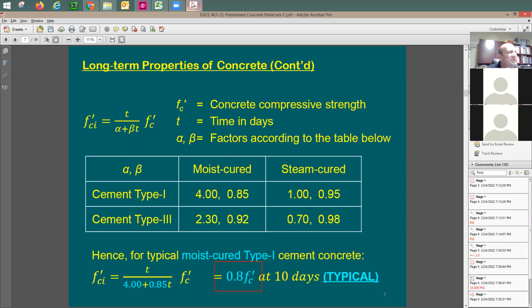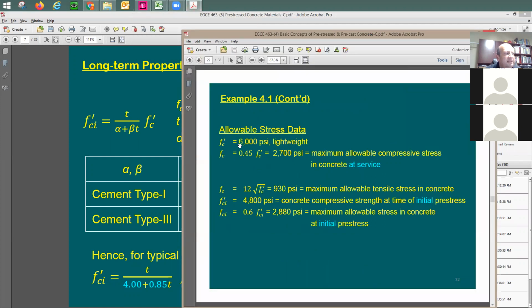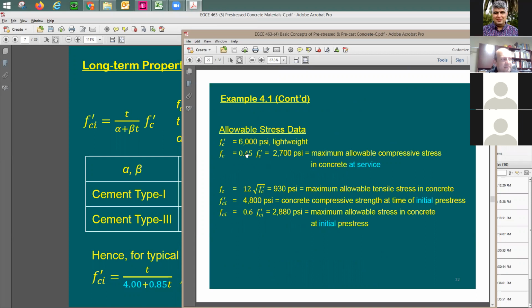So we're going to say, what does it mean by 80% of the 6,000? Can someone help me here? 80% of 6,000? It's the strength at 7 days. No. What I'm saying is, what is 80% of 6,000? 4,800. Thank you. So it's going to be 4,800 psi.